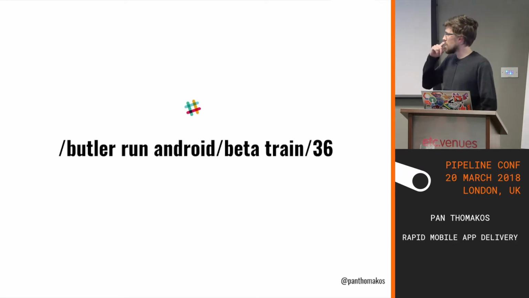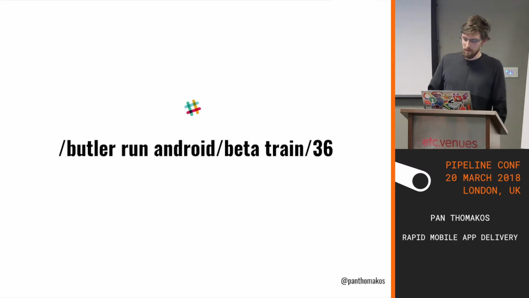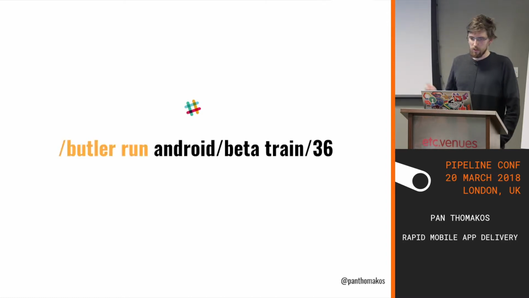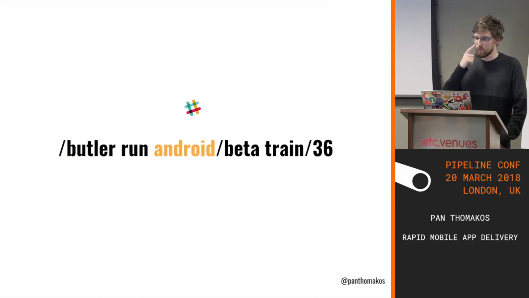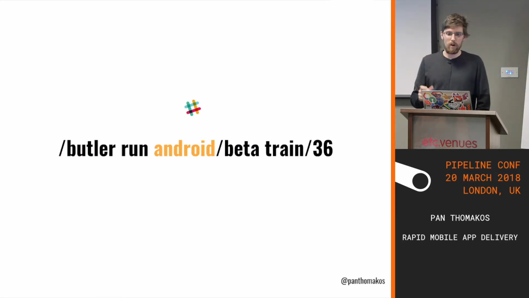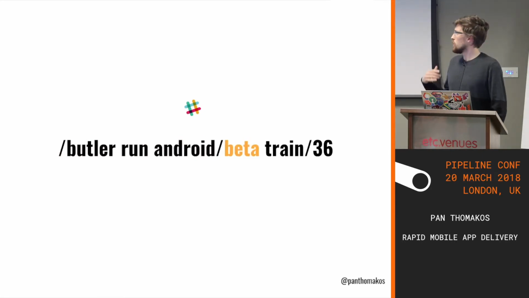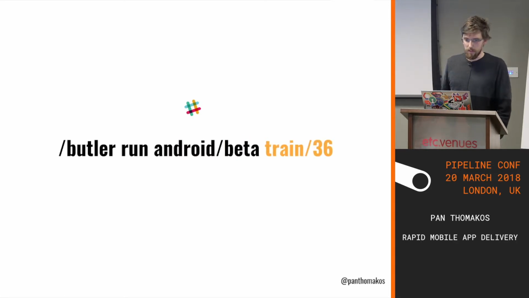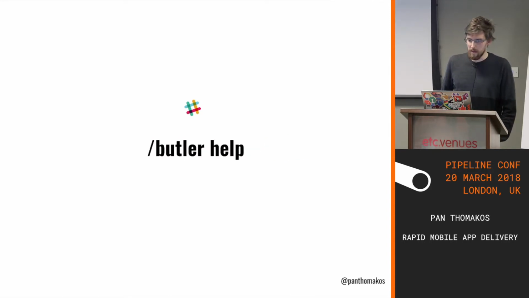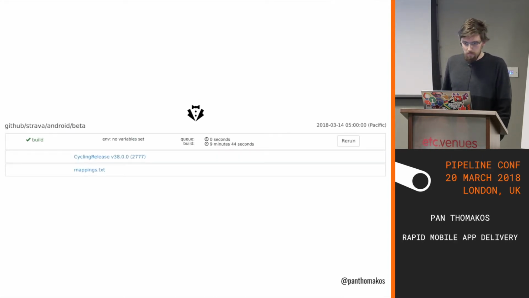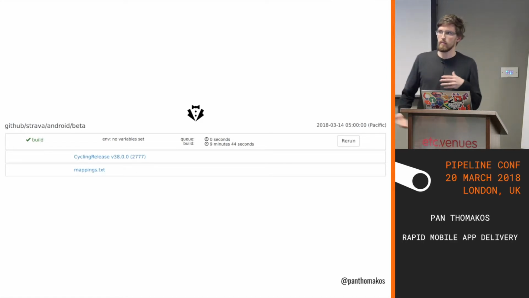So devs now would use a Slack command to kick off the beta at this point, because we hadn't scheduled it automatically. In this case, the /butler run is the Slack command that tells Butler to run a CI build. Android refers to the repository that we're running the build in, so this could be Android or iPhone. Beta is the actual build name that we want to run, so we want to compile the beta. And train 36 is the Git branch, so this is the 36th train that we want to run our build on. And if you're a train conductor and you ever forget how to do this, there's a helpful Slack command for that as well.